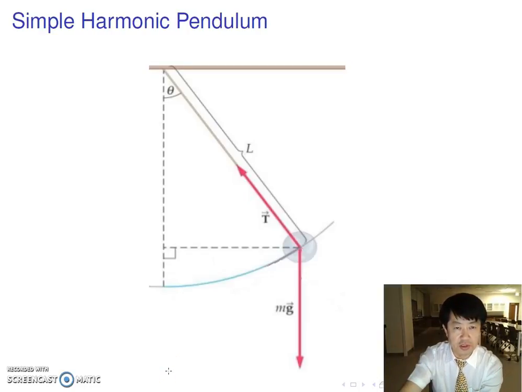Today's topic is the simple harmonic pendulum. You can draw a diagram like this. You have a mass attached to a string. Here I call the length of the string L, and as long as you have mass, there's gravity acting on it, straight down, mg. The angle the string makes with respect to the vertical line, I call that theta.